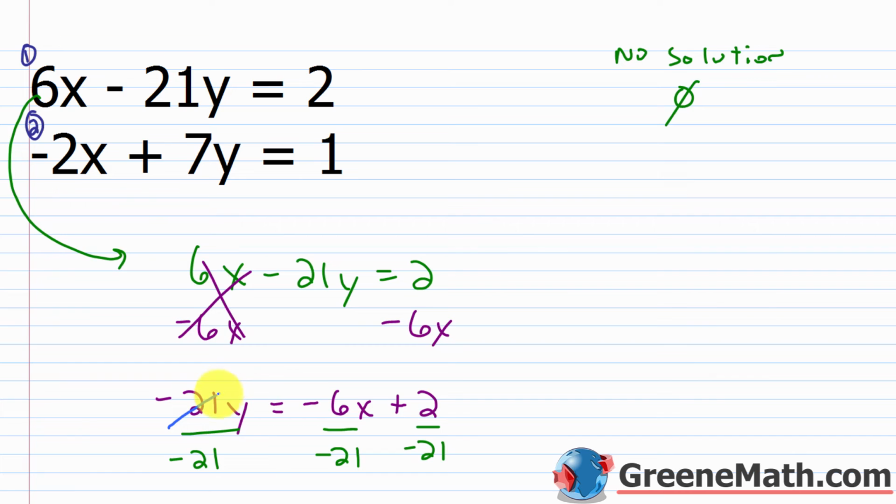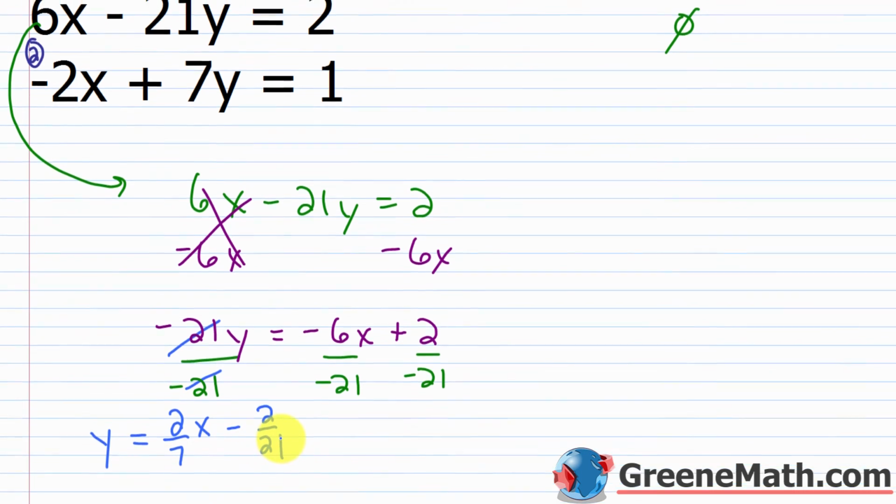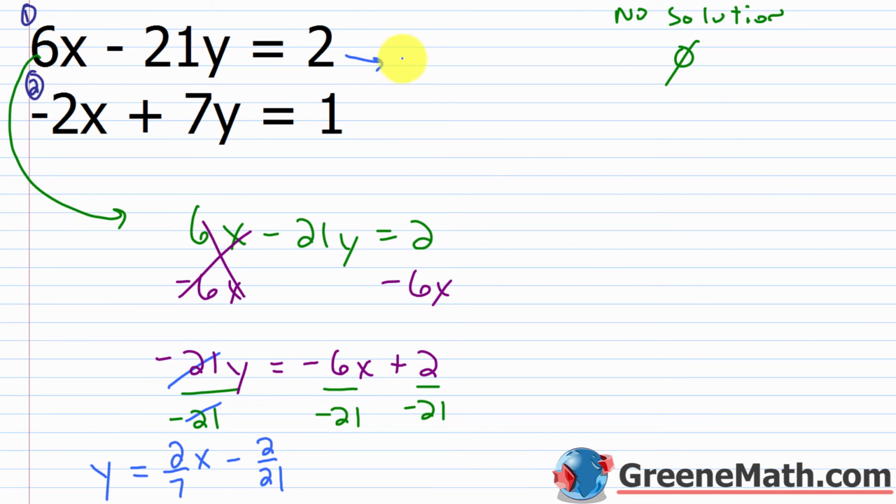And so this is going to cancel. I'll have y is equal to, so for -6 over -21, negative over negative is positive. 6 over 21, they're each divisible by 3. 6 divided by 3 is 2. 21 divided by 3 is 7. Then times x. And then 2 over -21, we just write -2 over 21. So that's this guy right here. Y equals 2/7 x minus 2 over 21.